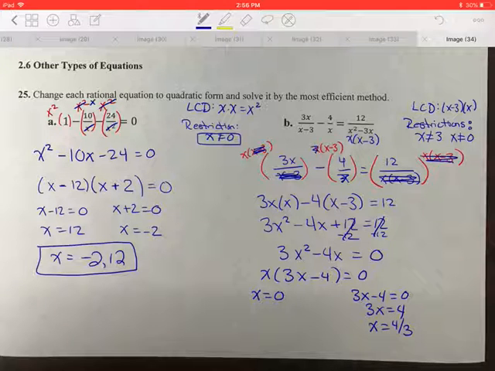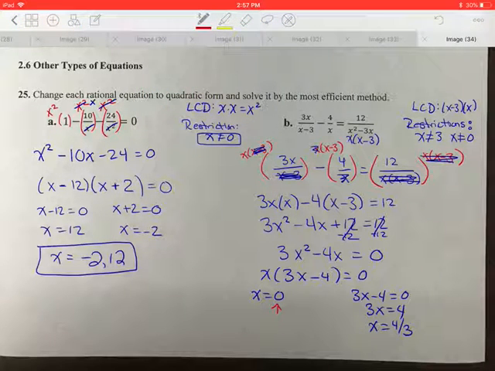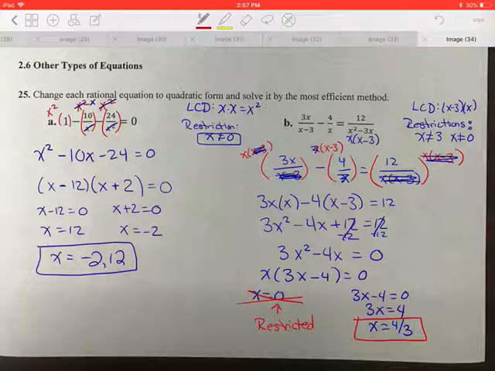I do need to check against my restricted values. If I get an answer of 3 or 0, I have to throw it out. Notice I did get one here. This is restricted, so I'm going to throw that answer out. So I only have one answer, and it's going to be x equals 4/3.